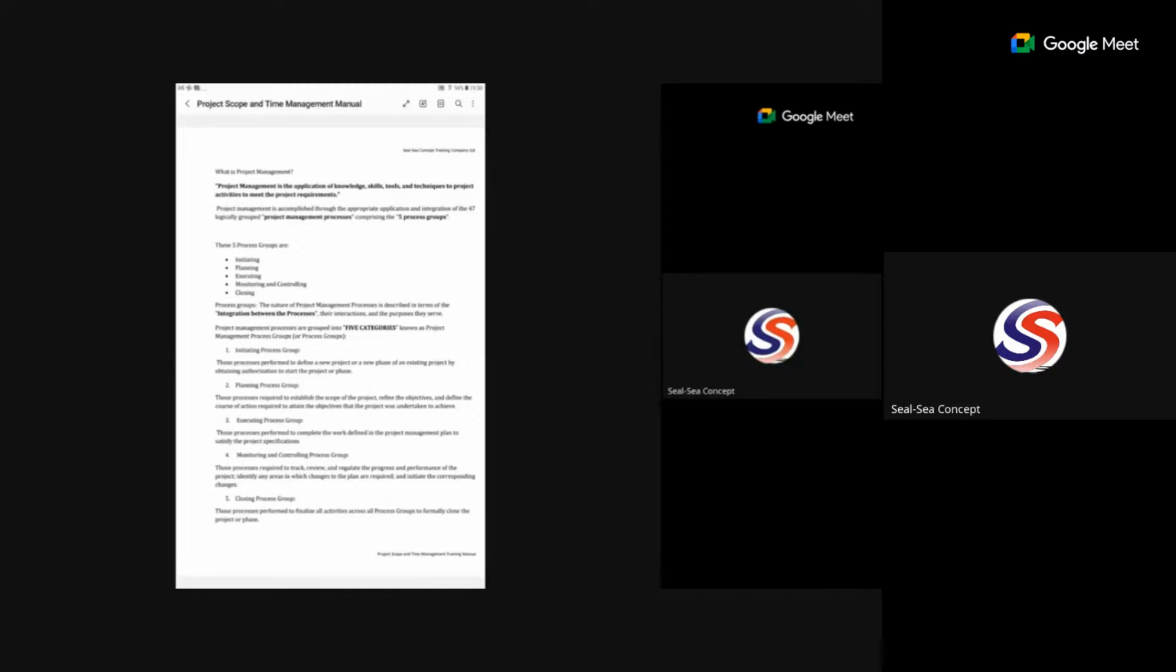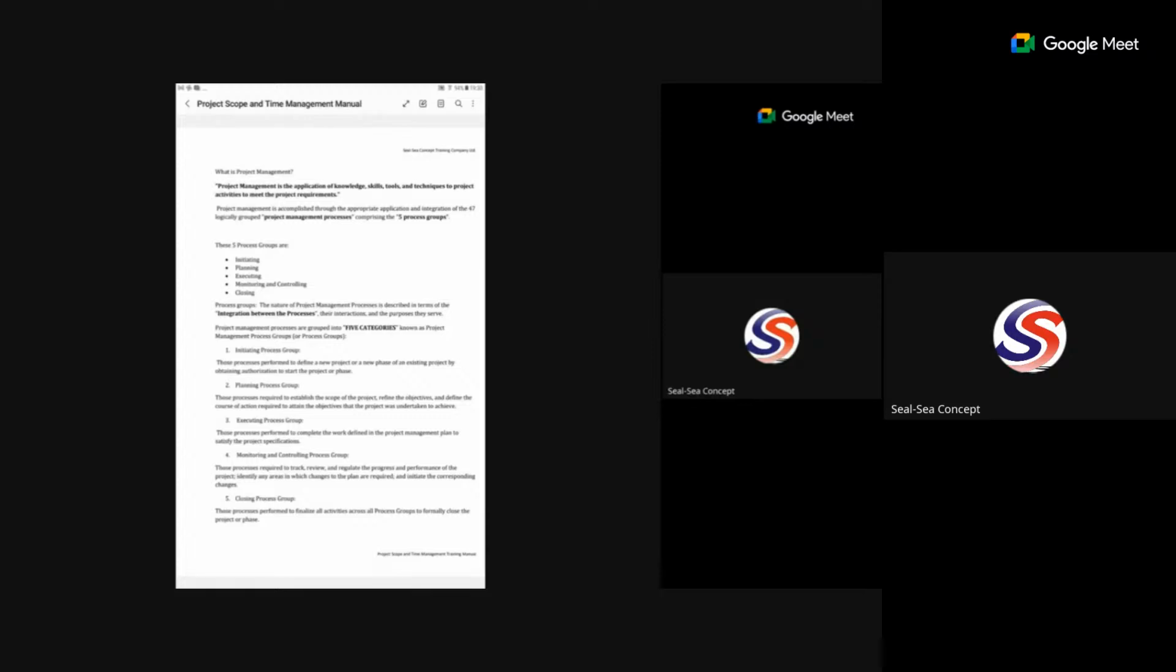And these are the things that form 5 process groups in project management. So we call it 5 process groups. In these 5 process groups, it means that the 49 processes that we have, we now group them into 5. So we have what we call the initiating process group.